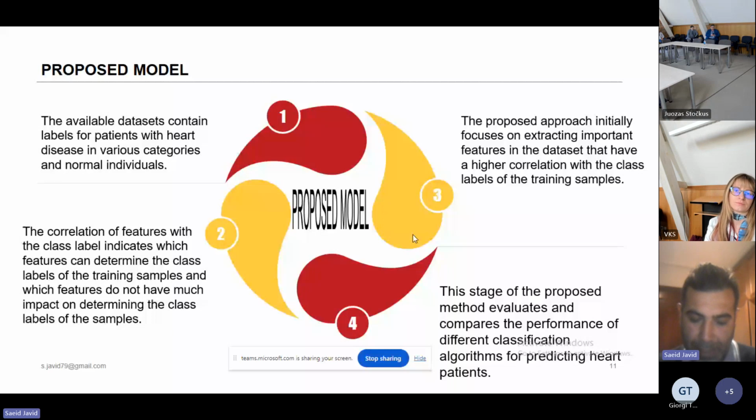In this stage, the training process and predictions of correct and incorrect samples for each of the classification algorithms are examined.